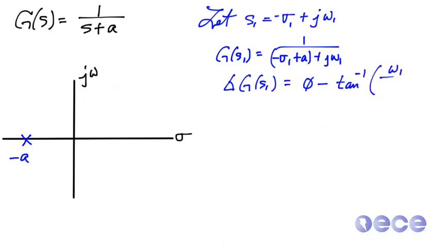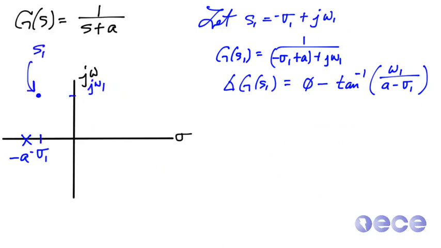So to evaluate this angle, again, if you have an angle, a phasor in the bottom, then to calculate the angle of the top over the bottom, you subtract away the angle of the bottom. So our angle of g of s1 will be 0 because the phase at the top is just a real value, so it has phase 0. And then we subtract away the inverse tangent of omega 1 over a minus sigma 1.